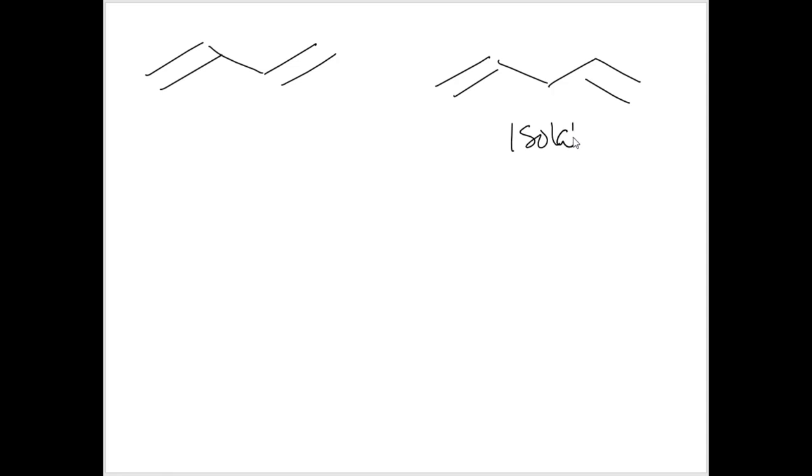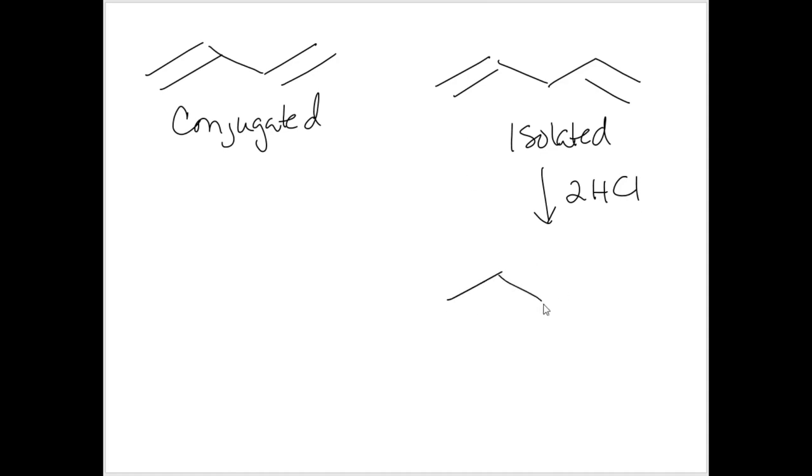Okay, in the last lecture video, we looked at the difference between a conjugated diene and an isolated diene. And what we're going to find is that isolated dienes, the double bonds react independent of each other. And so what that means is if I reacted this isolated diene with two equivalents of HCl, each HCl would add independently to the double bond. So I would add Markovnikov addition of HCl to the two double bonds.